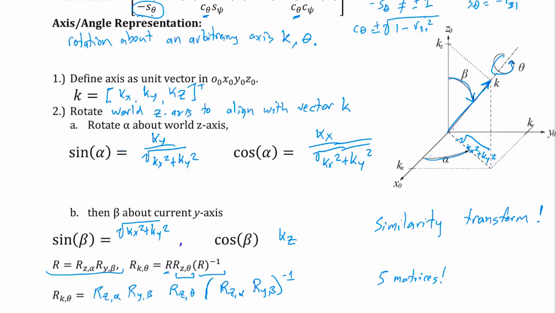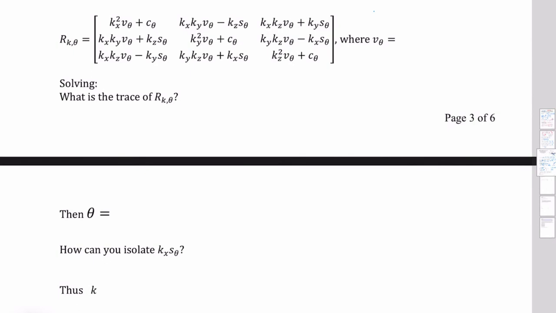But if you multiply all these out, you get this rather complex looking equation here, which is ugly even though we've simplified it with a little known function. V theta is equal to the versine of theta, which is equal to 1 minus the cosine of theta. In order to solve this, we're going to first figure out what the trace is of this matrix, which will give us what theta is, and then we'll work to figure out what the unit vector k is by isolating some terms. So let's just jump into that.